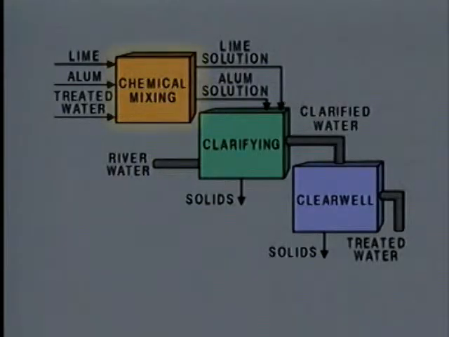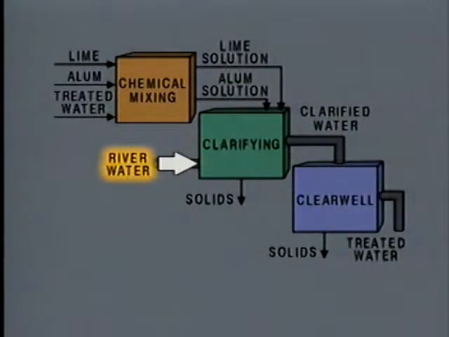The system consists of a chemical mixing section, a clarifying section, and a clear well section. The inputs to the chemical mixing section are lime, alum, and treated water. This section produces an alum solution and a lime solution. The two solutions are sent to the clarifying section.